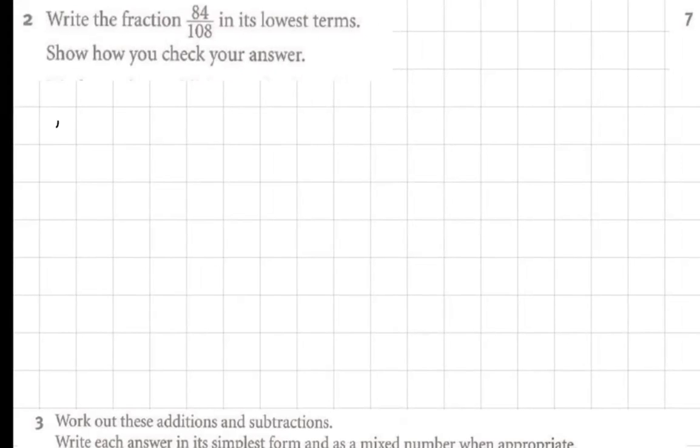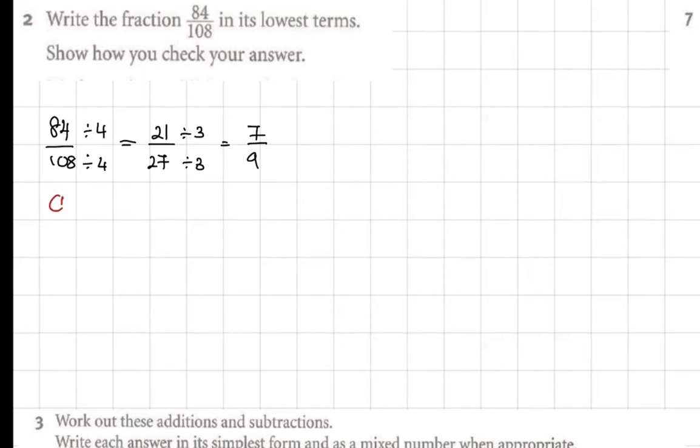So let's try 84 over 108. So I would normally try to divide it by numbers that I think is divisible. Let's try 4. 2 is possible as well, but 2 is a bit too small. So I get 21 over 27. Still divisible by 3, 7 over 9. Okay, no longer divisible. How do I check my answer?